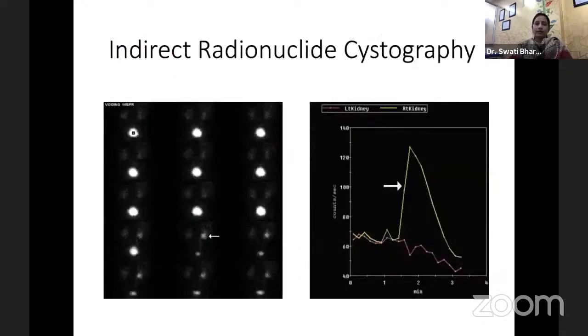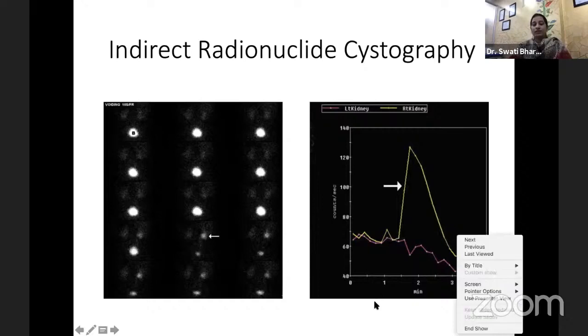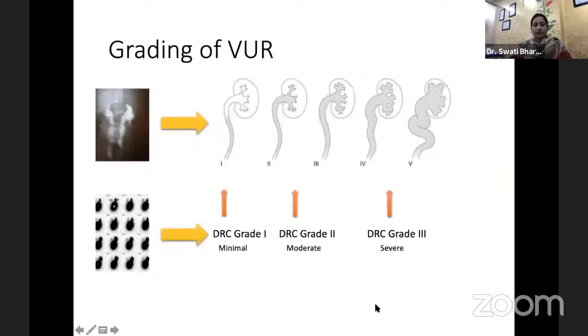And there is another way of doing it to avoid catheterization, by indirect radionuclide cystography. Here DTPA is injected, and once it has reached the bladder, the child is asked to void, and as the child is voiding, there is again an increase in activity in the renal pelvis, and the curve also shows a rise in peak activity in the renal pelvis, and this confirms the reflux.